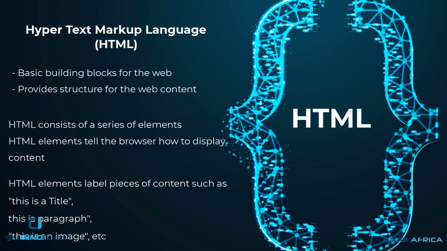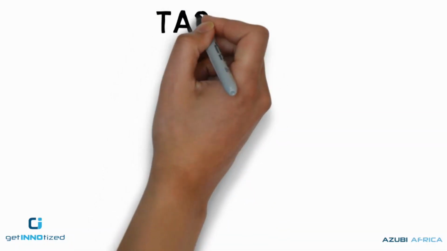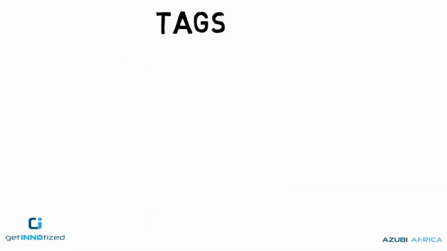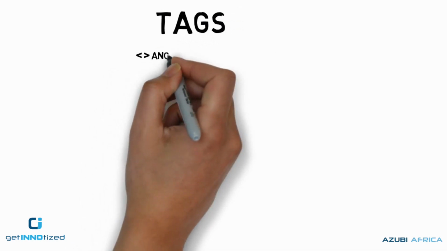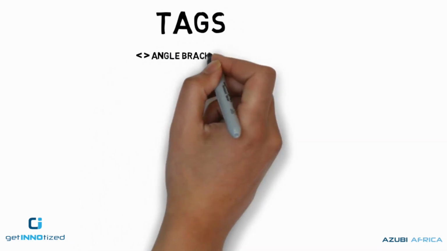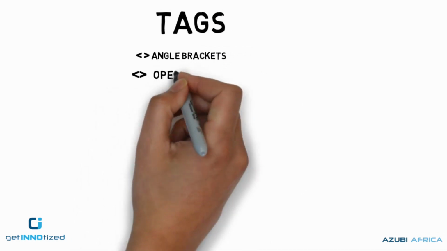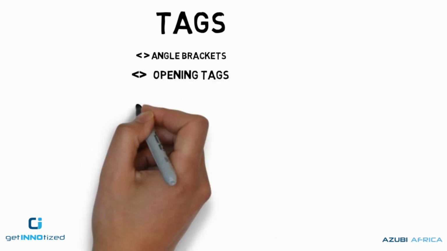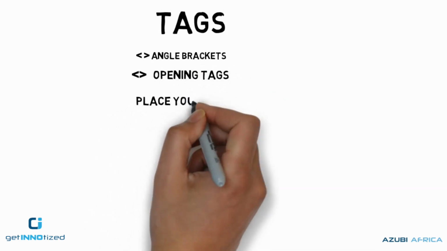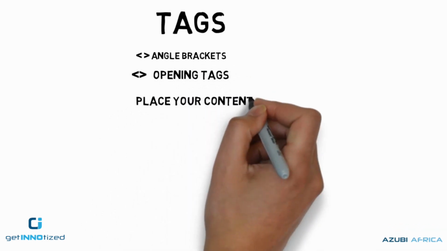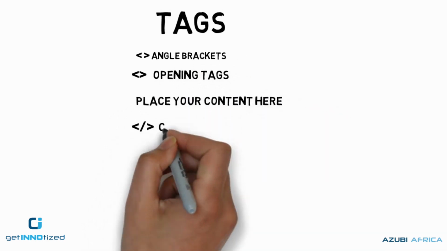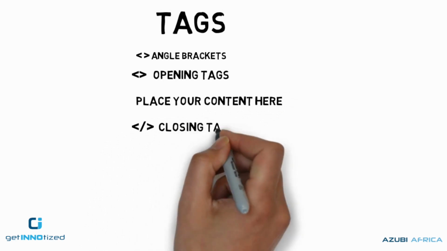So, how does HTML get the structure? HTML gets a structure by using tags. Now, these tags are formed by angle brackets. Now, below are some examples of tags. We have what we call opening and closing tags. Opening and closing tags help us to show what structure to use or how to display content within these tags.